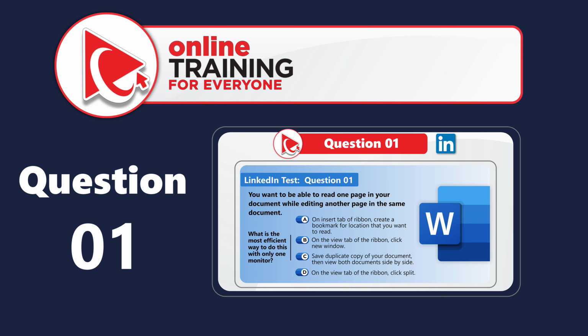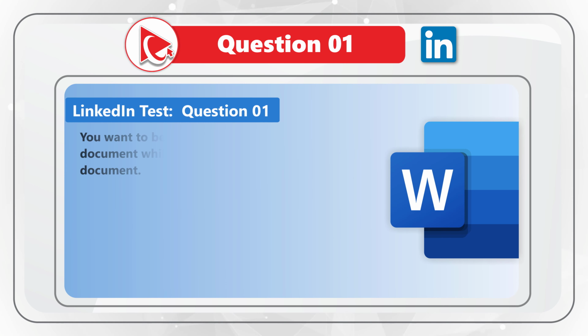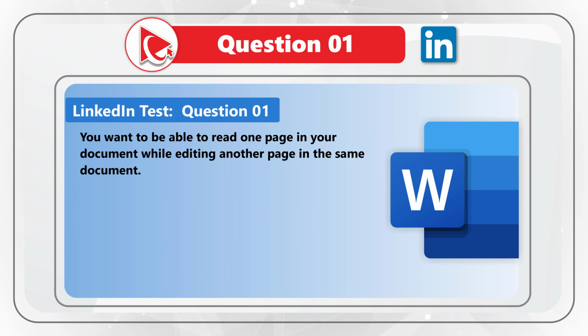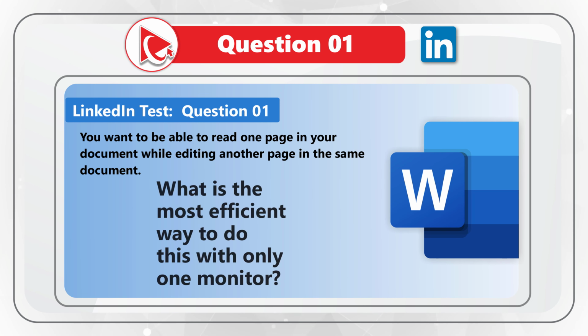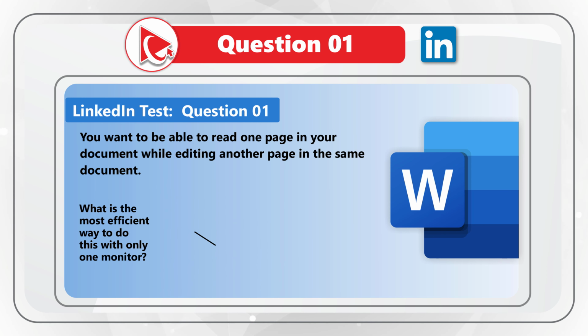Let's carefully read and understand the first question in the test. You want to be able to read one page in your document while editing another page in the same document. What is the most efficient way to do this with only one monitor? And you have 4 different choices.